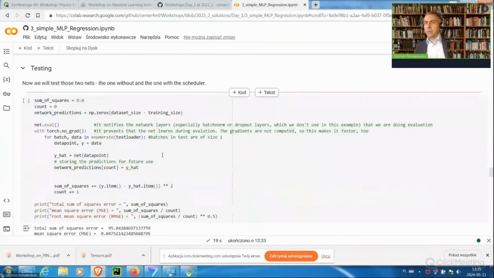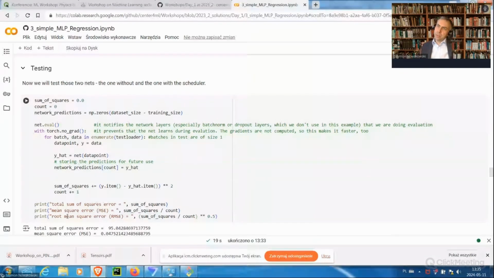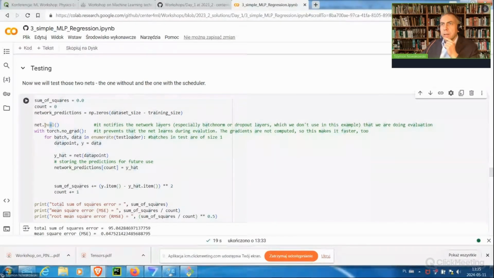And now we will test our network. Testing is very simple. I do it manually, although there are functions that do it more automatically. I just want to show you how to do it. First you tell the network that it is in the evaluation mode. It is important for those layers such as batch norm and dropout, which behave differently on evaluation and differently during training. And then you run the code with torch no grad.